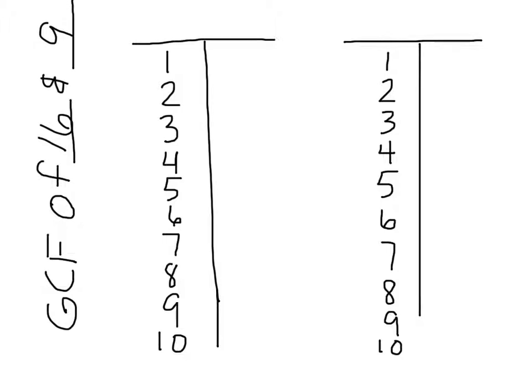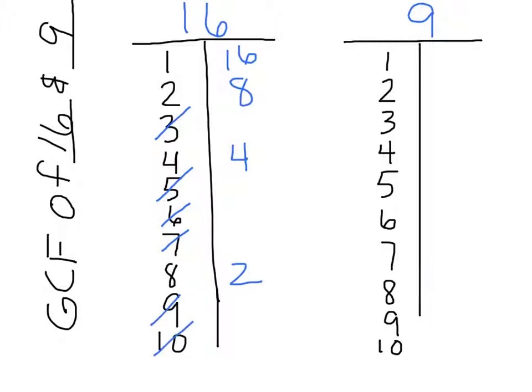So I've got my 2 T-charts drawn out and ready to go. I've got 16 and then I've got 9. So you want to list your factors. 1 goes into 16 16 times. 2 goes in 8 times. 3 does not. 4 goes in 4 times. 5 does not. 6, 7 does not. 8 goes in 2 times. Nope for 9 and nope for 10. So those are my factors of 16.